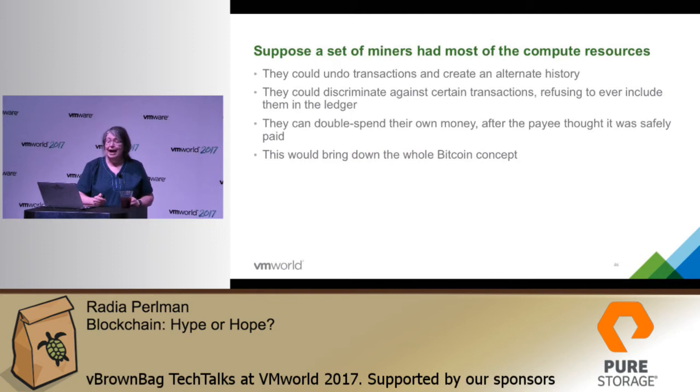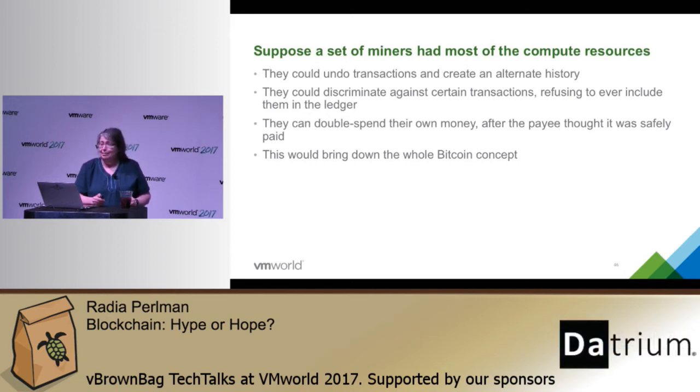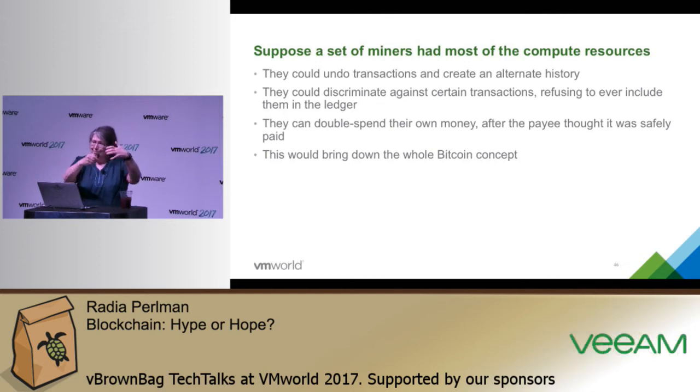Suppose a set of miners had most of the compute resources. They could undo transactions and create an alternate history. They could discriminate against certain transactions and refuse to ever put them in the ledger. They can double spend their own money by making the merchant think that it's in the ledger and then backing up the ledger. And this would bring down the whole Bitcoin concept if anyone actually bothered to do this.